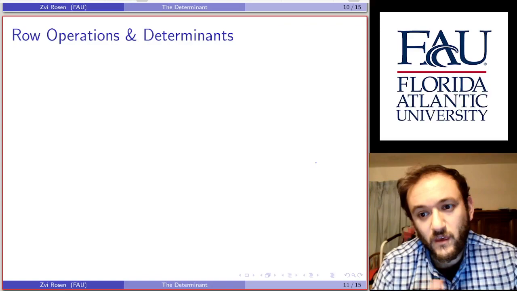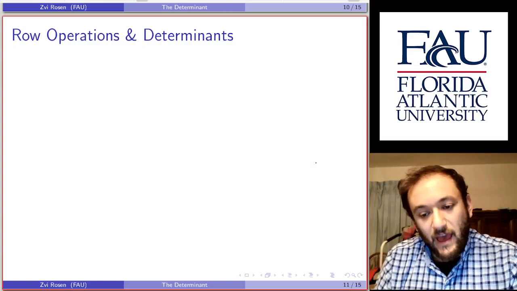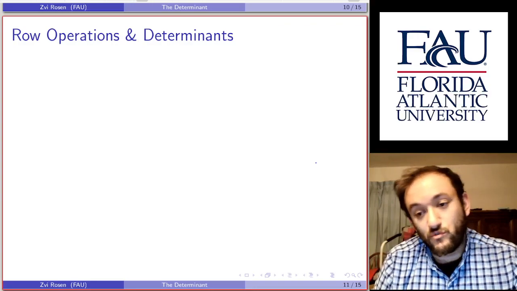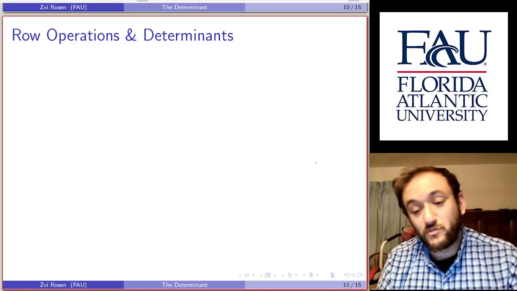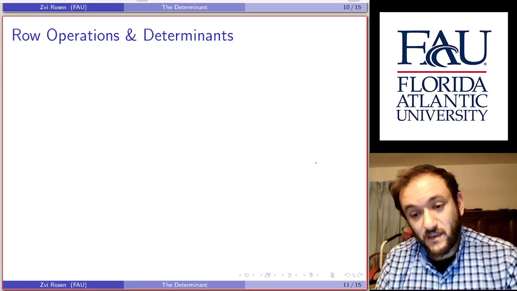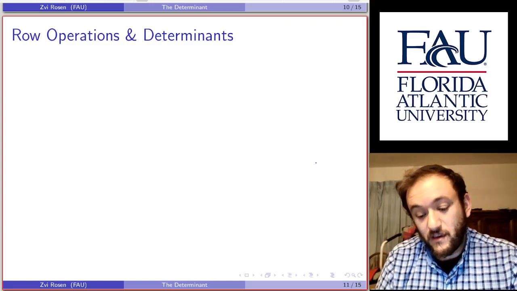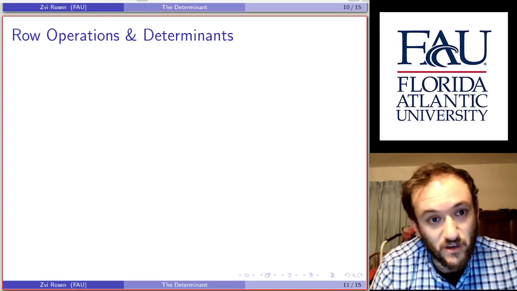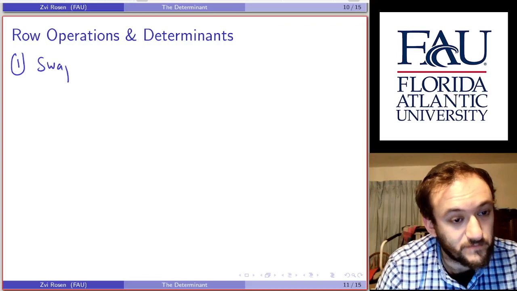So we've learned how to do Gaussian elimination and get matrices to row echelon form or reduced row echelon form. And the tools we used to do that were row operations. So what we're going to look at now is how row operations affect determinants. Let's recall what the row operations are. First one is to swap rows.